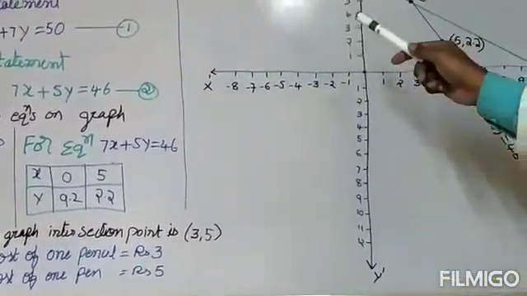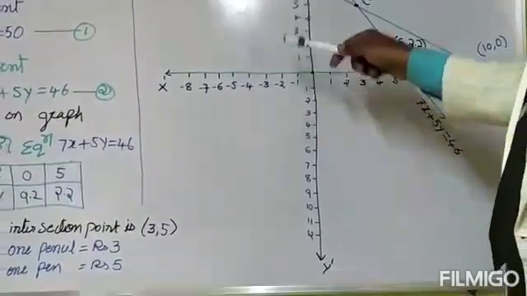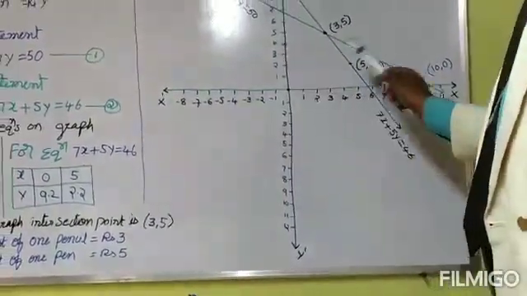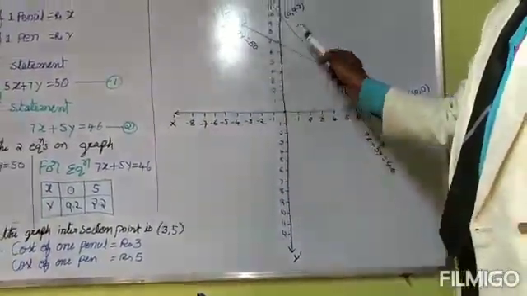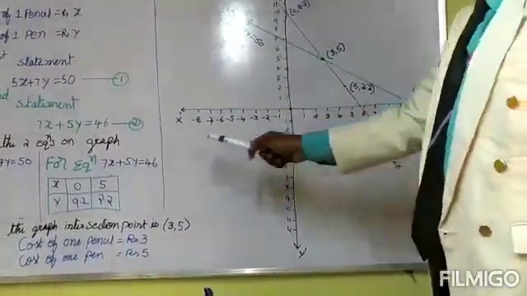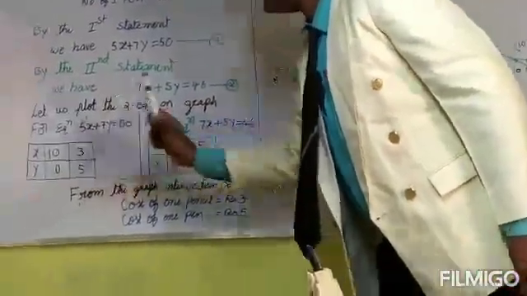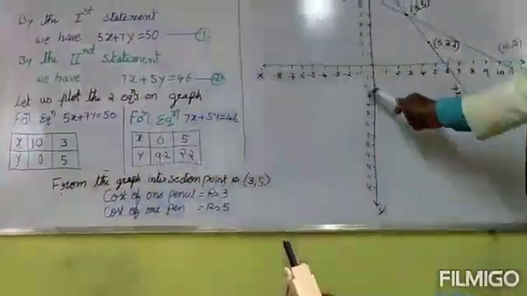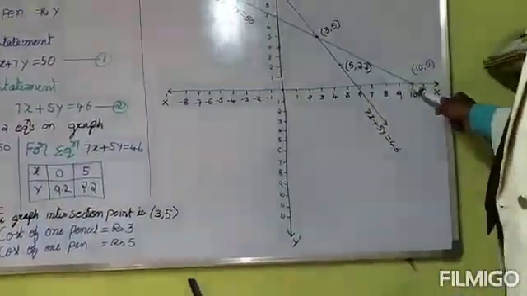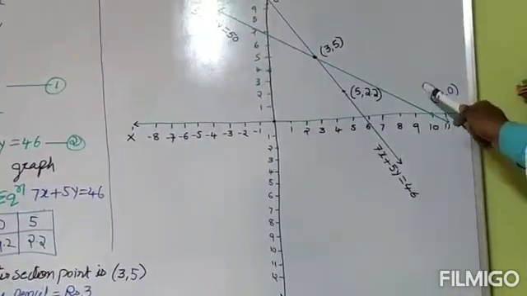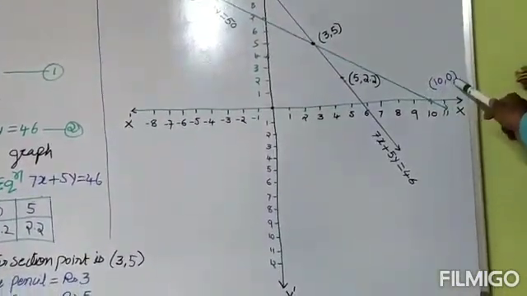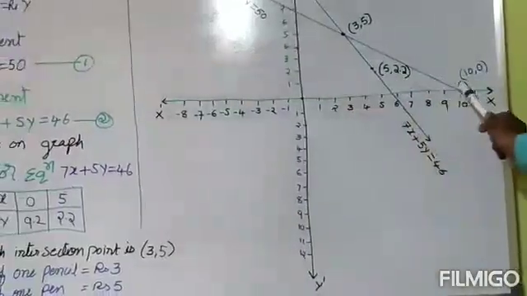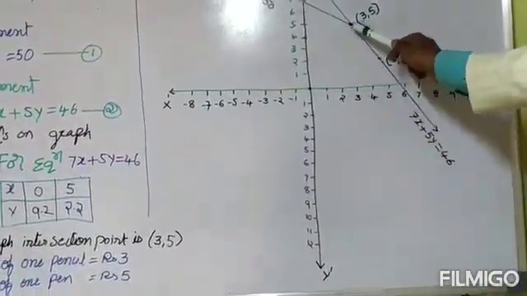You are going to take another graph paper, you plot the graph like this and you are going to plot the coordinates on this graph. See, first we are going to plot 10, 0. I mean x-axis 10, y-axis 0. So 10, 0. The next point is 3, 5. X-axis 3 and y-axis 5.